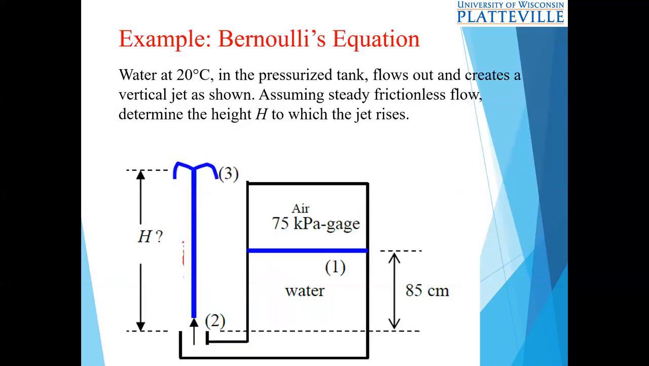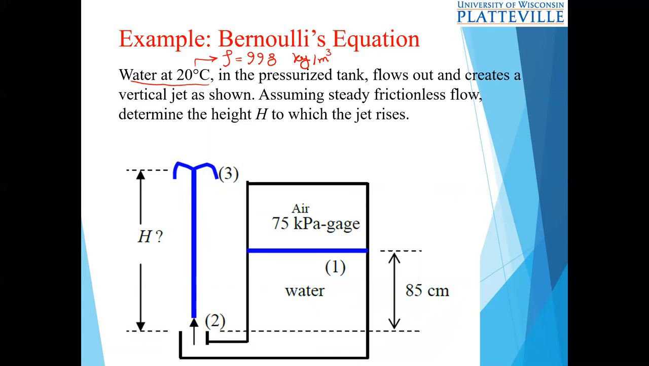Let's read the example and see what is given and what we need to find. Water at 20 degrees Celsius in the pressurized tank flows out and creates a vertical jet as shown. Anytime the temperature is given, it means we can go back to your textbook and find the density. Density is always important for us. It's 998 kilograms per cubic meter.